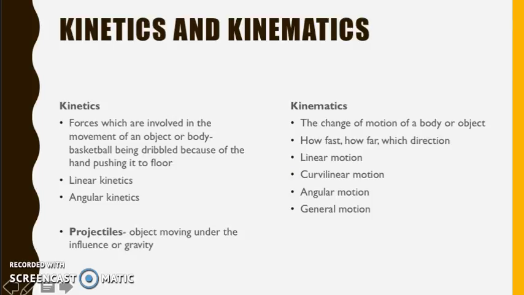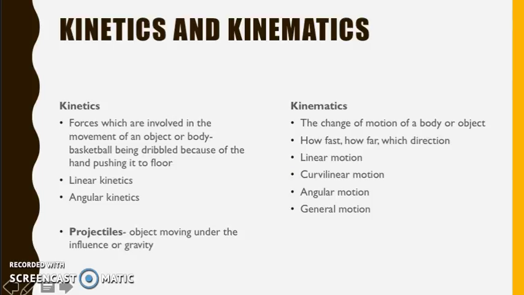Kinematics is the change in motion of a body or an object. It includes the direction, speed, distance which it will take. Linear motion is motion in a straight line. So it's when every part of a body or object travels in a straight line with the same velocity. For example, a skier going down a ski slope, all their body is moving in the same direction at the same speed. Curvilinear motion is movement in a curve.